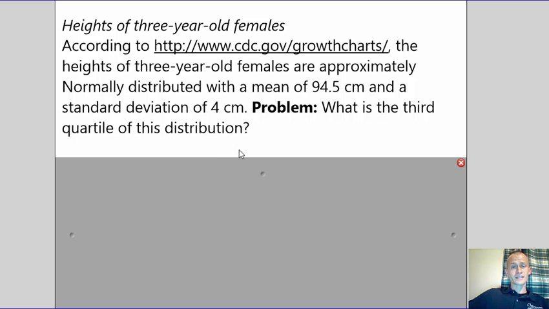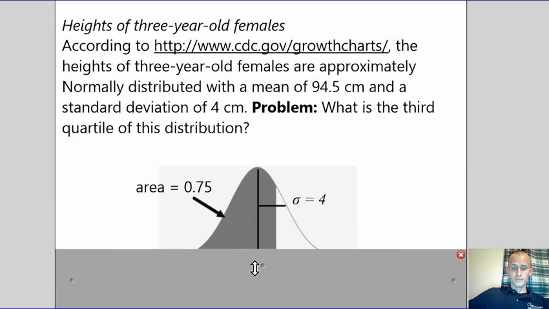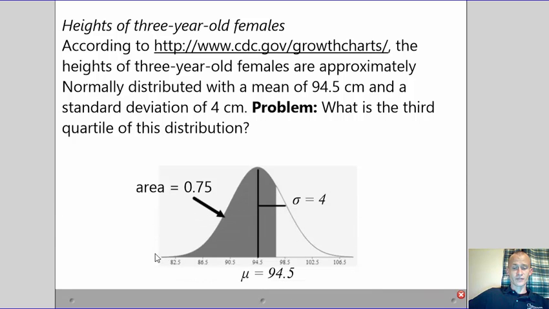So we should start by sketching a graph. We have the mean, we have the standard deviation, and the third quartile, remember, is 75%. So it looks something like this, where we have a mean of 94.5, a standard deviation of 4, and the area under the curve is 75%. So if you want to proceed, try this on your own, pause the video, and come back in just a second. So when you're done, move on to the next slide.